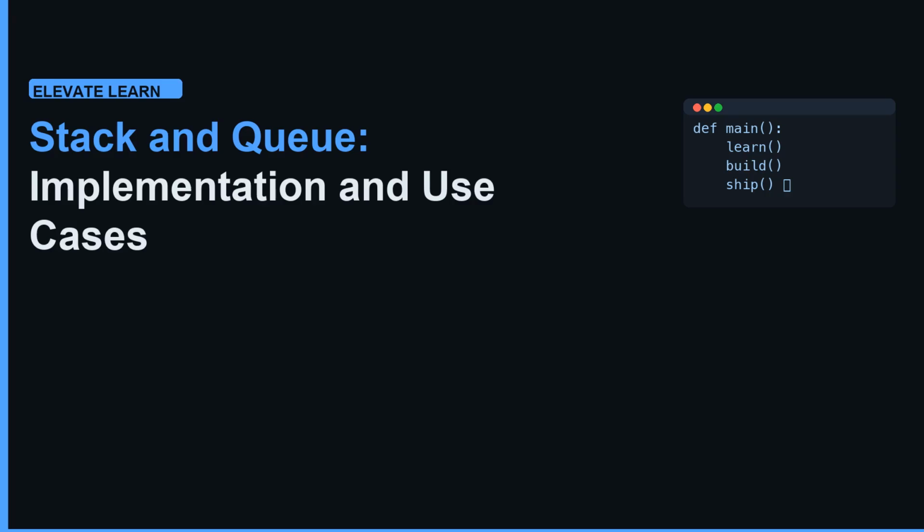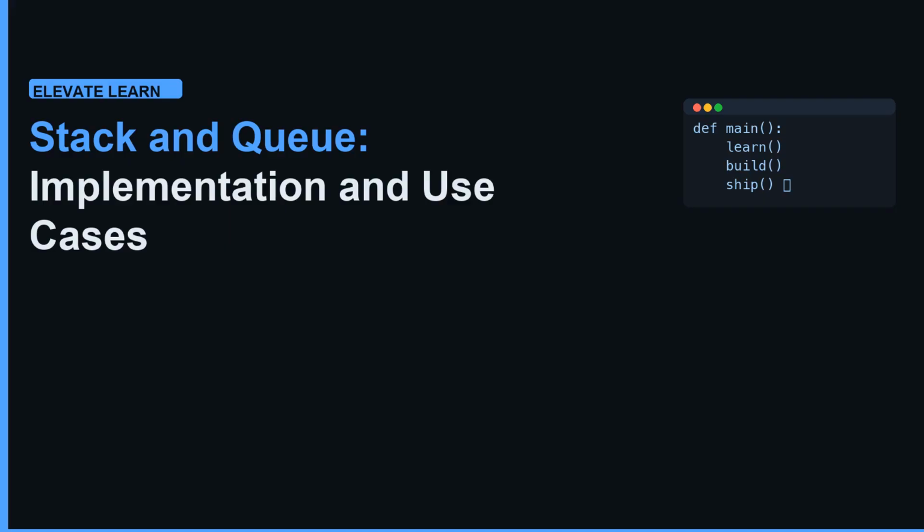Welcome to our exploration of stacks and queues. First up, let's dive into how we implement these data structures. A stack is like a stack of plates. You can only add or remove items from the top. Think of push for adding an item and pop for removing it. For example, in a browser, pressing back navigates to previous pages by popping them off the stack.